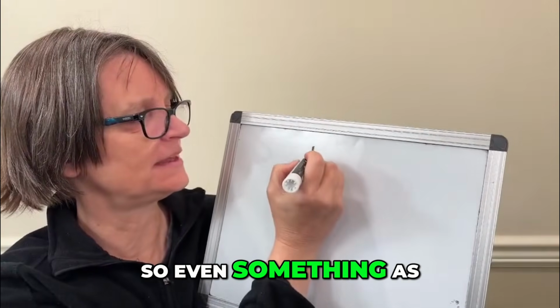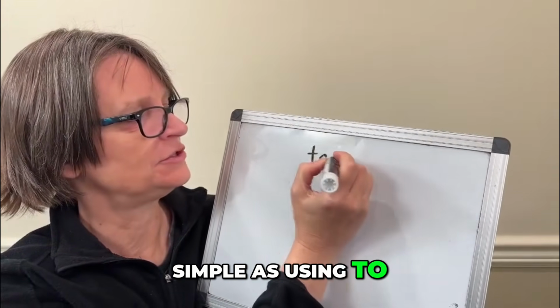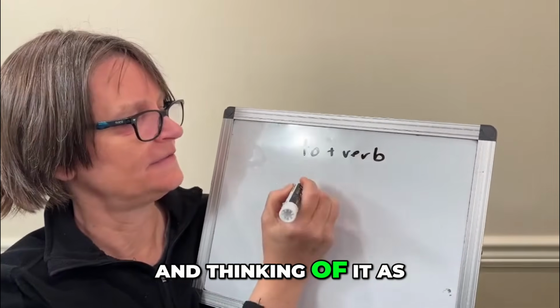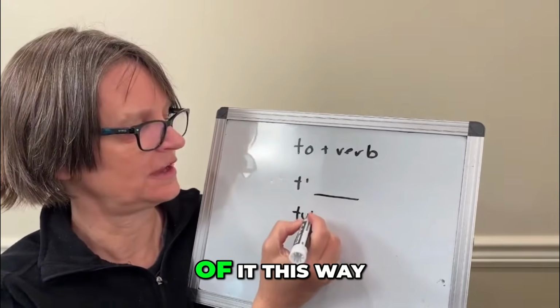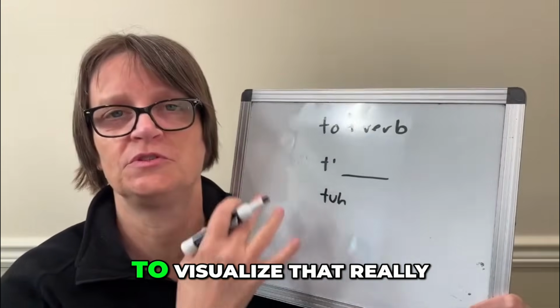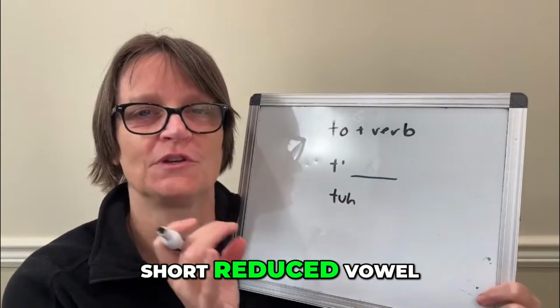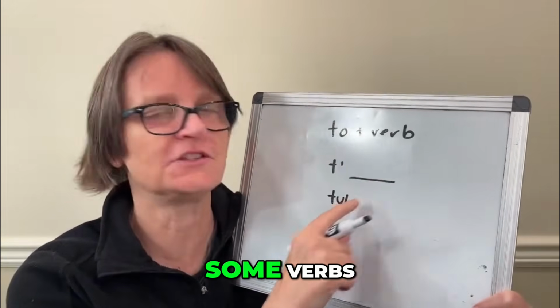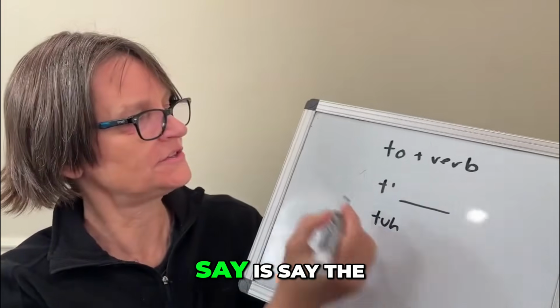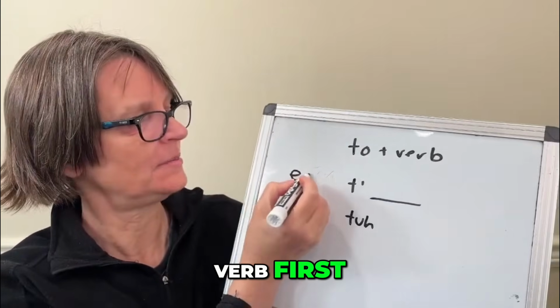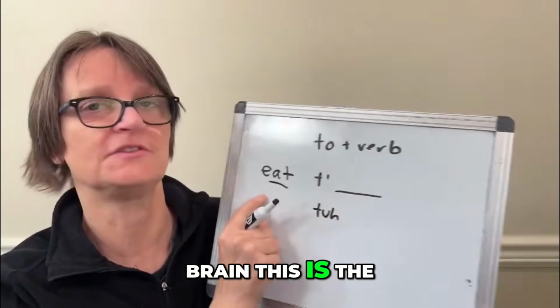So something like "to," what I would typically practice is just using it how we normally do. So even something as simple as using "to" plus a verb and thinking of it as more of a "tuh," or you can think of it this way, whichever way helps you to visualize that really short reduced vowel, and just fill in some verbs. What I would also say is say the verb first, because that tells your brain this is the important word.